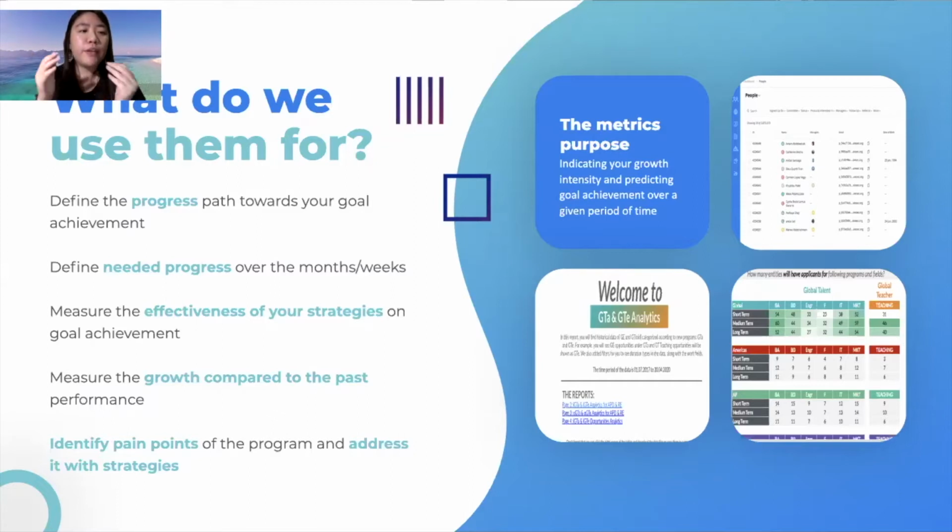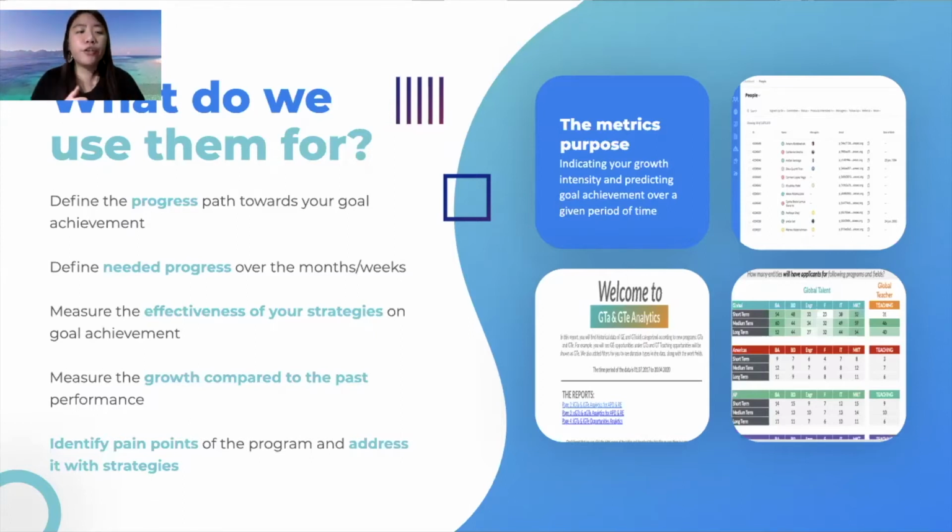Secondly, it will be about defining the needed progress over the month or week. Because you're able to track your progress on your goal achievement and you will see whether you're achieving, for example, your monthly goal or weekly goal or not, then you'll be able to define what the needed progress is in the coming time. For example, if this month I'm not really achieving the monthly goal, which means if I want to achieve my goal by the end of the term, I need to intensify my operation in order to catch up with the progress and achieve the goals by the end of the term or of the peak.